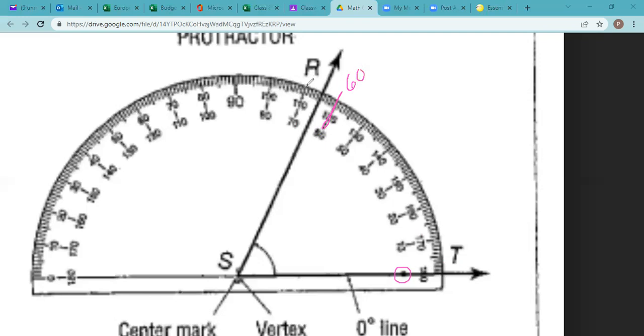Here is 70 degrees right here. All right. This angle is falling right smack in between the 60 and the 70. So we would want to say that this angle is 65 degrees.